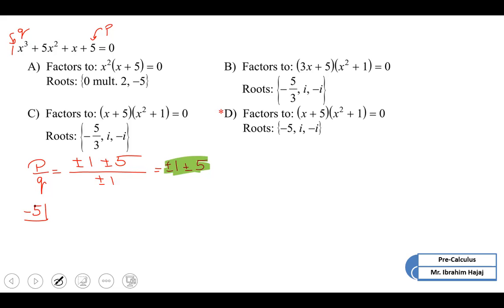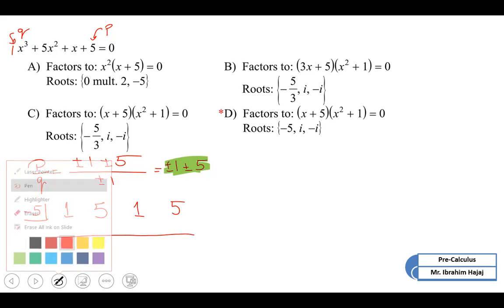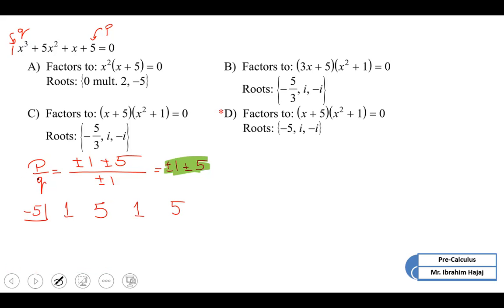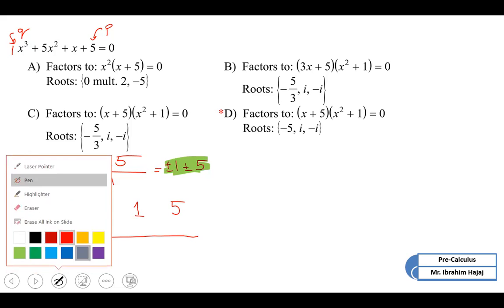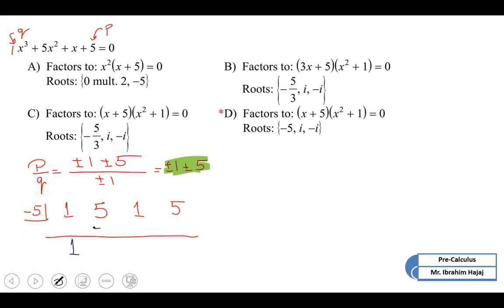To show my work here, negative 5, and then pick here the coefficients. We have 1, 5, 1, 5. Make sure that all of them are written in descending order of exponent from x cubed to the constant term. So like this, I change the color and drop down the 1. 1 times negative 5 is negative 5, adding up 0. 0 times negative 5 is 0, add up here, gives 1. 1 times negative 5 is negative 5, and the remainder is what? It is 0.